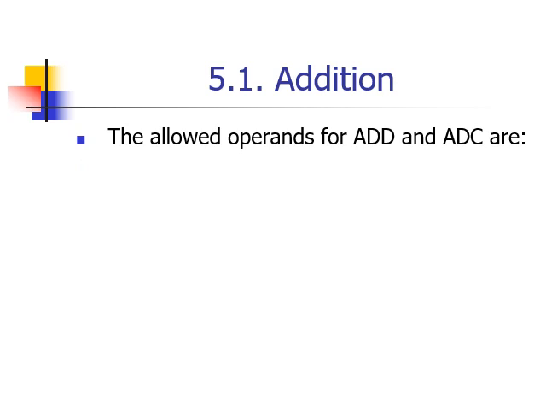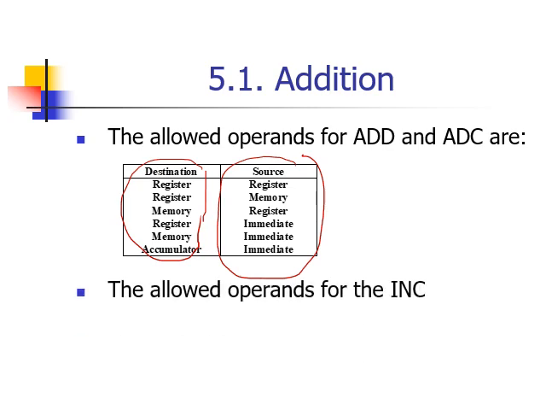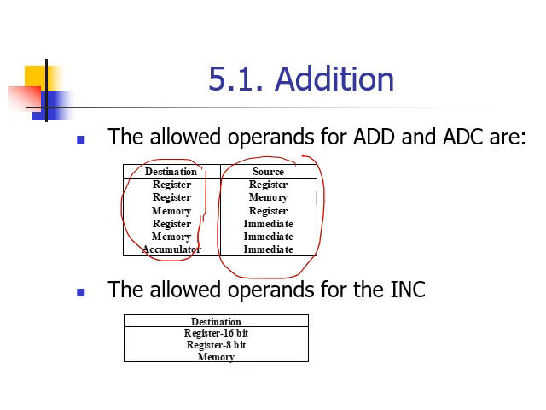These are the allowed operands for the source when using ADD or ADC, and these are the allowed operands for the destination. And here are the allowed operands for increment: a 16-bit register, an 8-bit register, or a memory location. Good. Example.